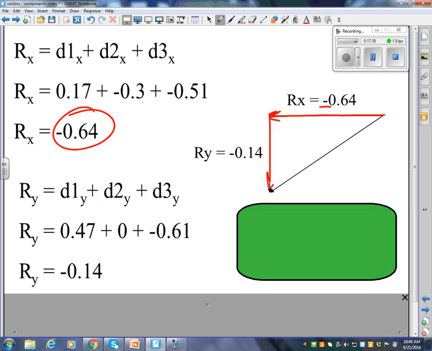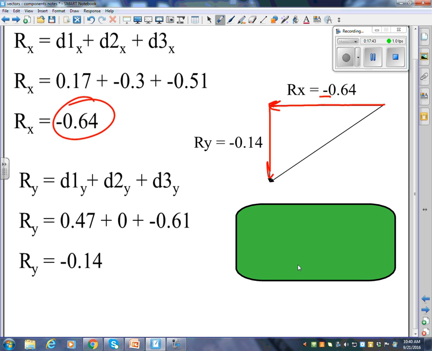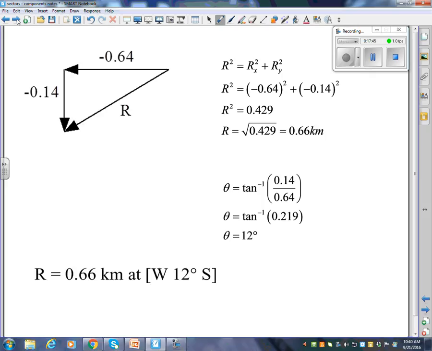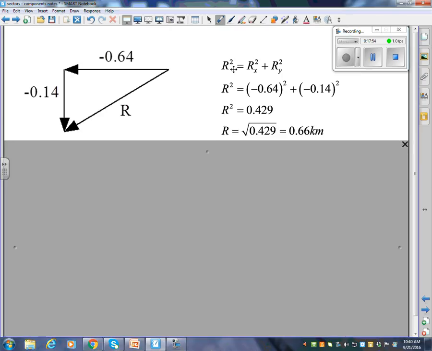Okay, what's the next step, Renee? Yeah, from grade 9, right? So you're going to write something like what? Oh, maybe it's on the next page. Here it is here. So I just redrew it here. You're going to write R squared is equal to Rx squared plus Ry squared, because that's what these are, right? This is the Rx and this is the Ry.